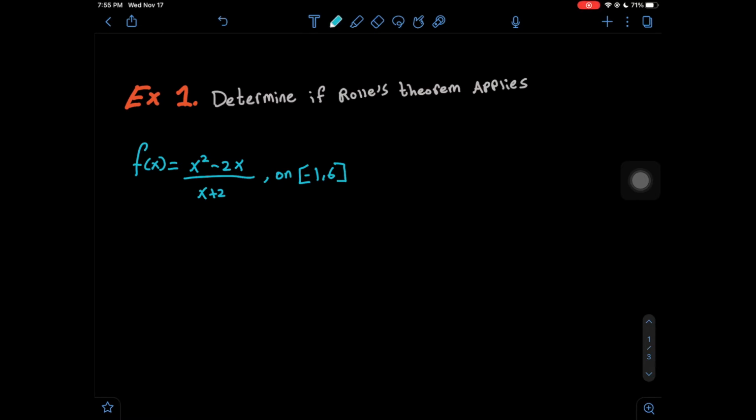So we're going to write that out. f of x is continuous on the closed interval, and we're just going to write brackets, continuous on the interval -1 comma 6. So that is the first step done. Now let's go ahead and go to the second criteria.